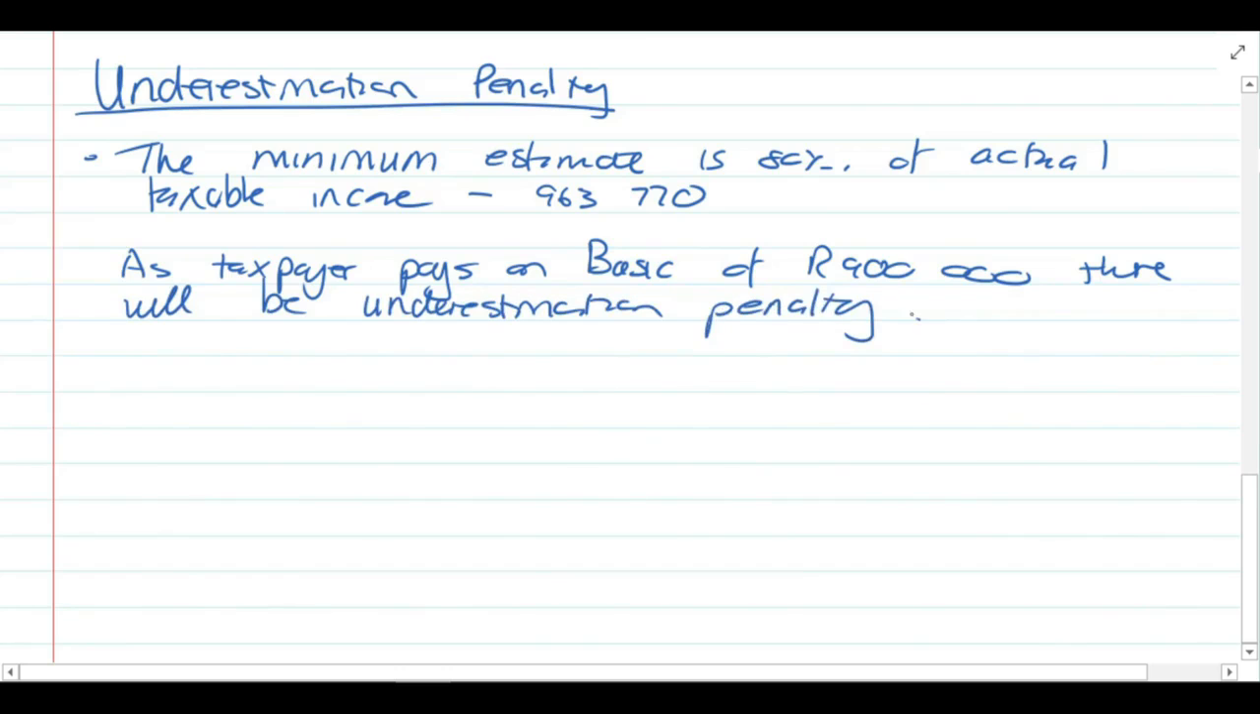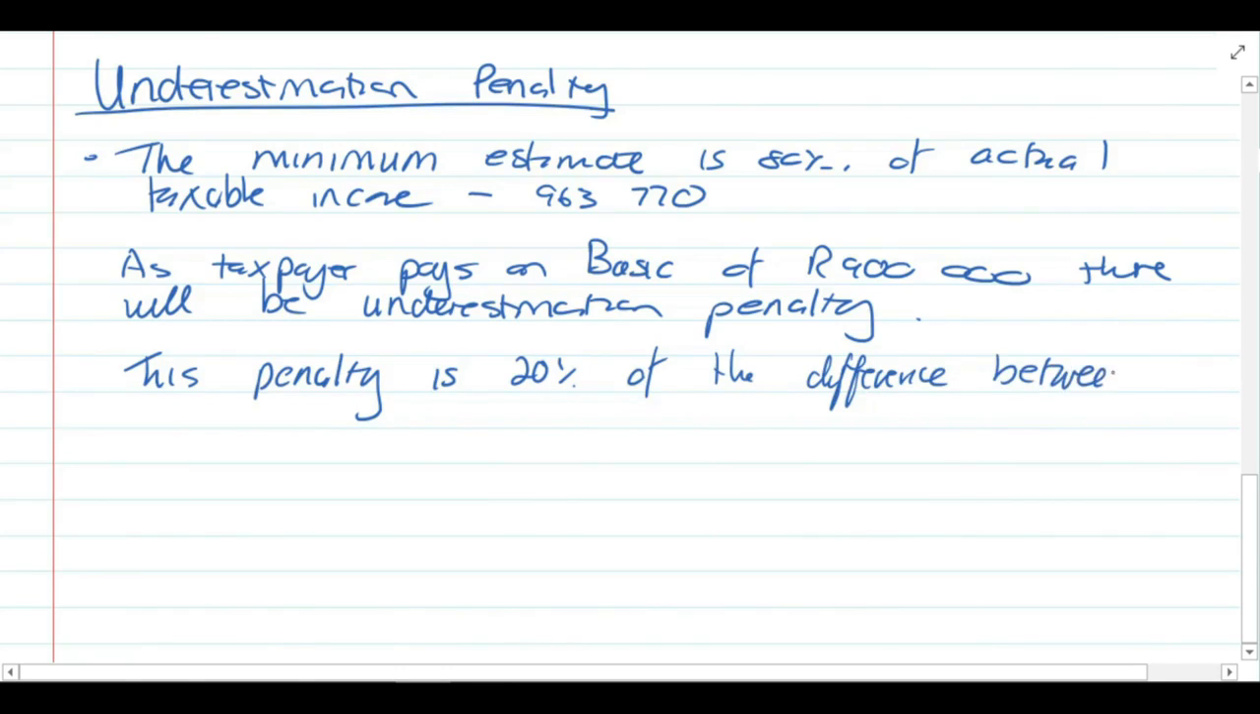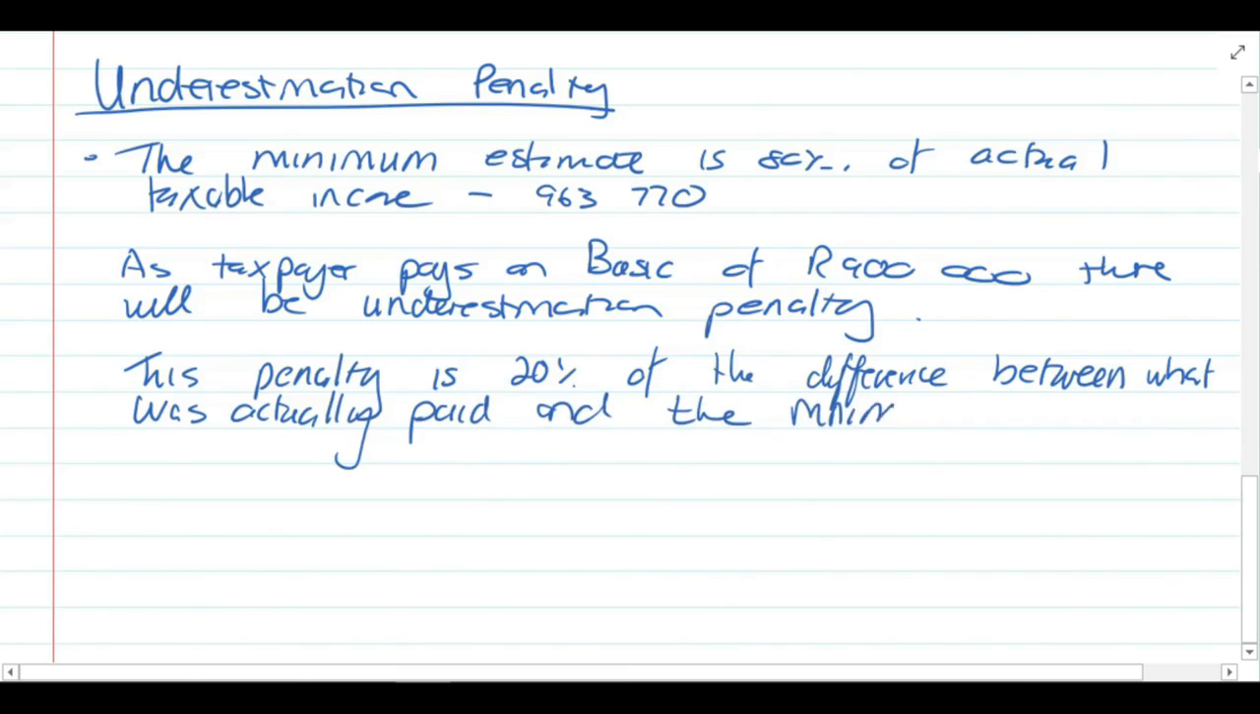This penalty, how do we calculate it? It is 20% of the difference between what was actually paid and the minimum that should have been paid.